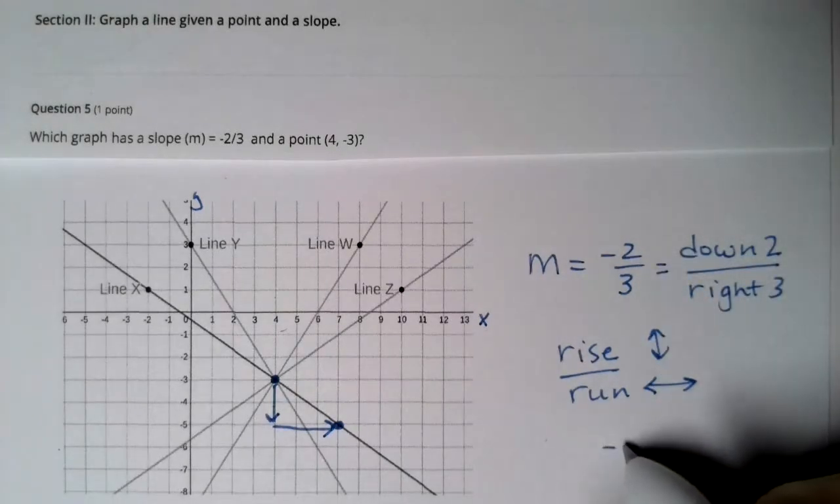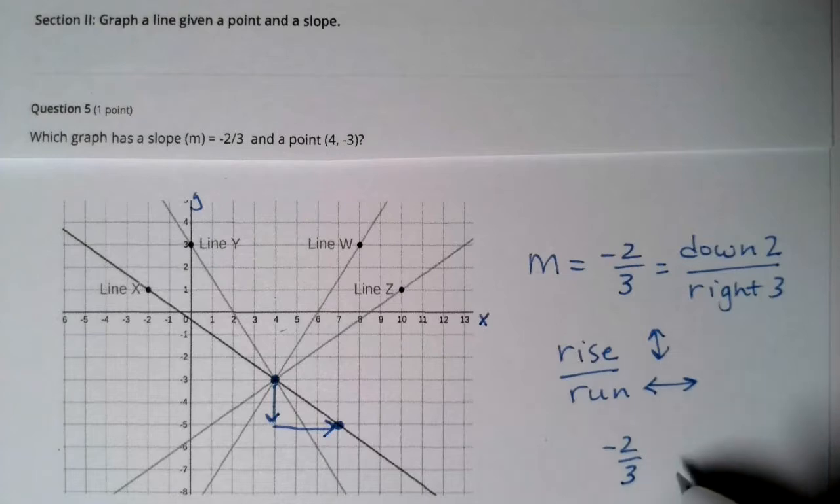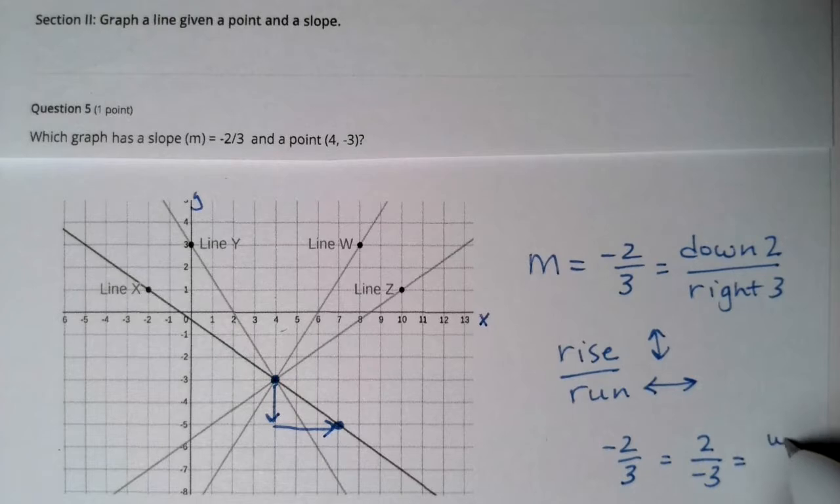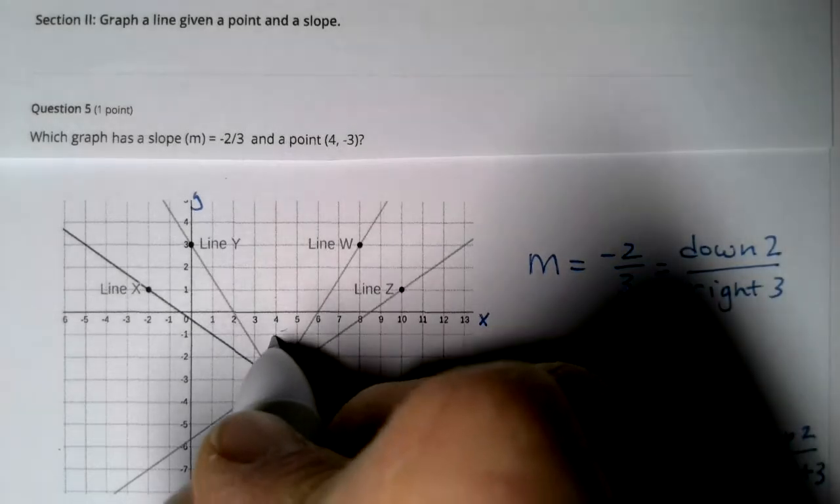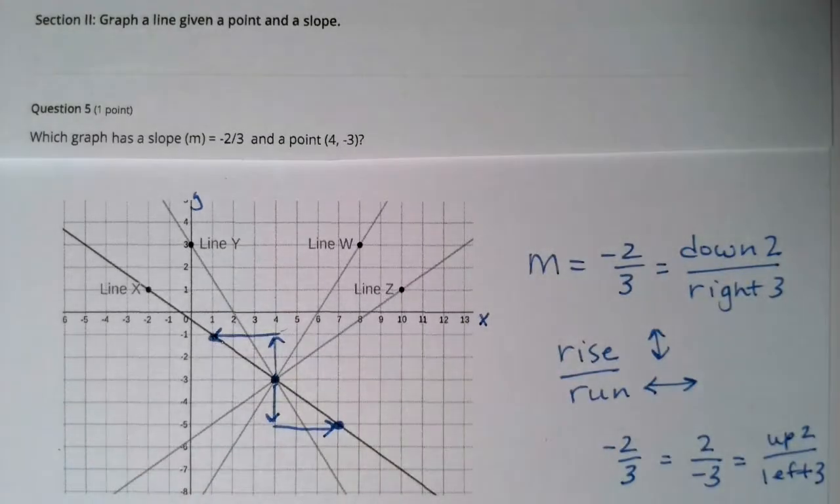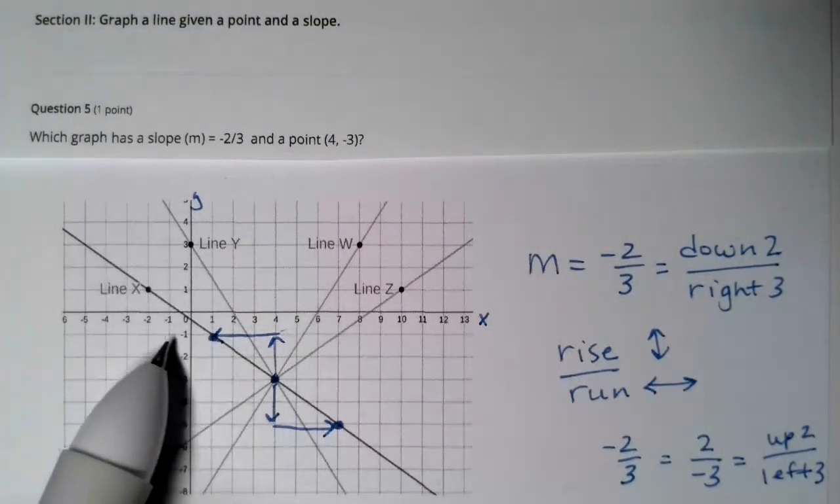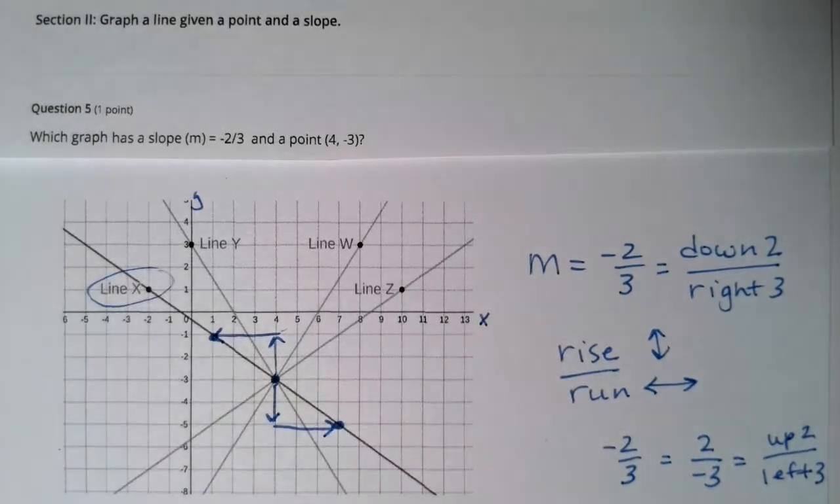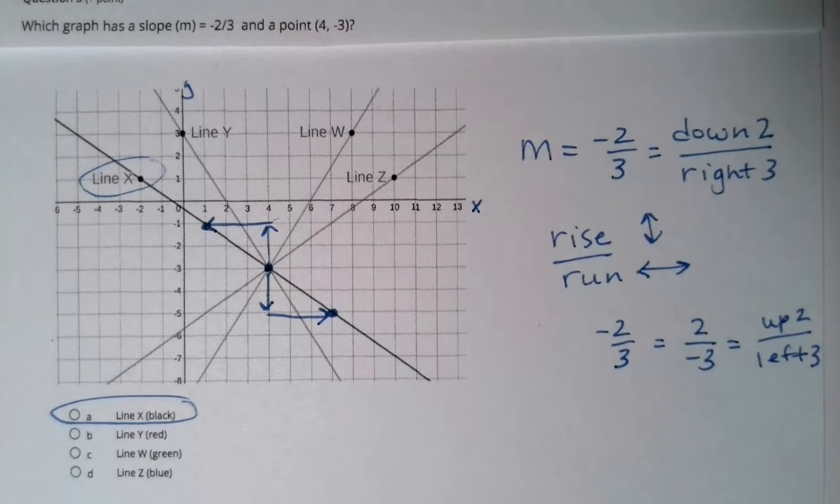negative 2/3 is the same as 2 over -3. So this is the same as going up 2 and to the left, because that's a negative direction, 3. So I could have gone up 2 and then to the left 3, and I would still end on this line. And if I look at what this line's label is, that is line X. And that is choice A. And so you would select that before moving on. Right there.